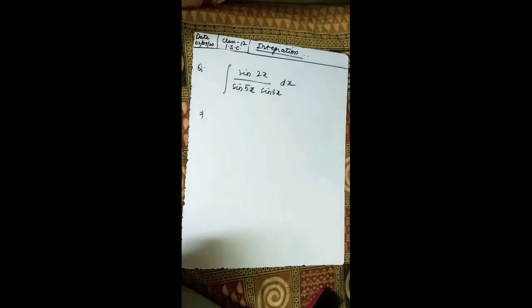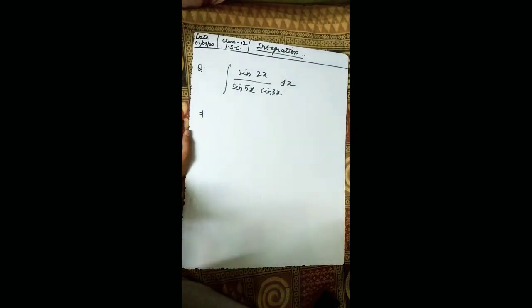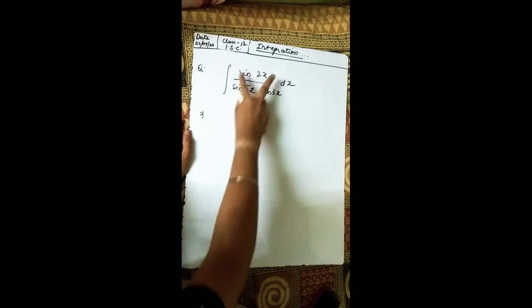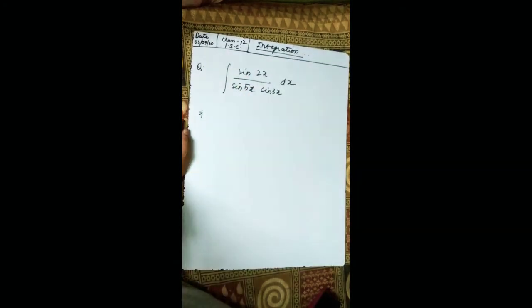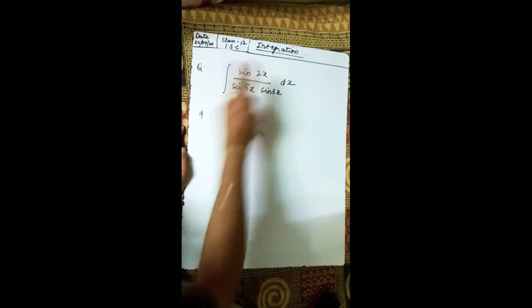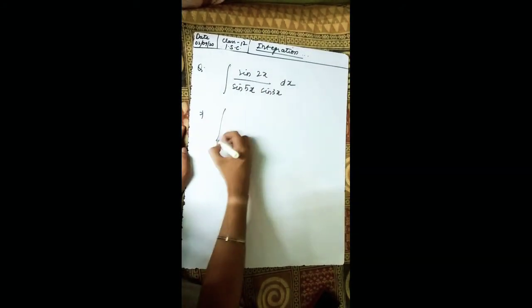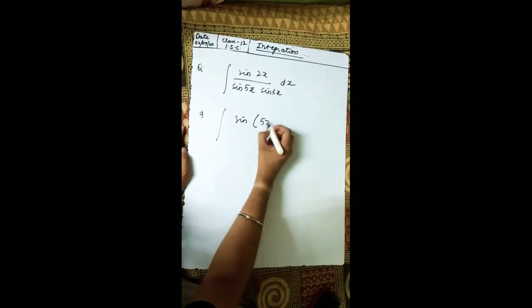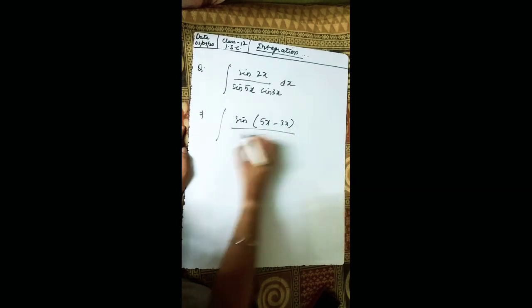Now, say for example, you have such type of question where integration of sine 2x upon sine 5x sine 3x is given. Now you have to use the same logic in it. You know, the things are very related: 5x, 3x and 2x. If I subtract 3x from 5x, I'm getting 2x as an answer. So can I write this 2x as 5x minus 3x?